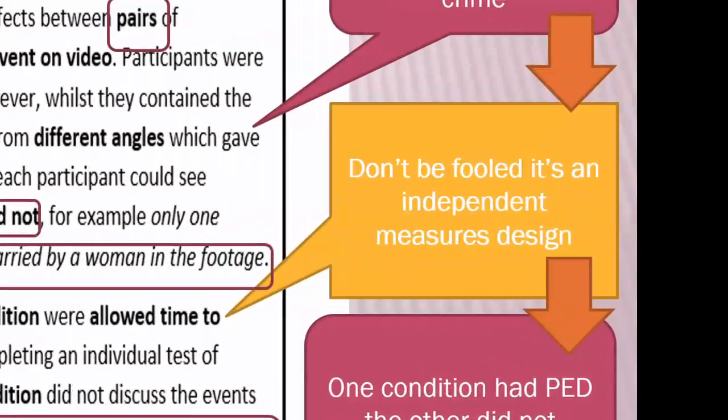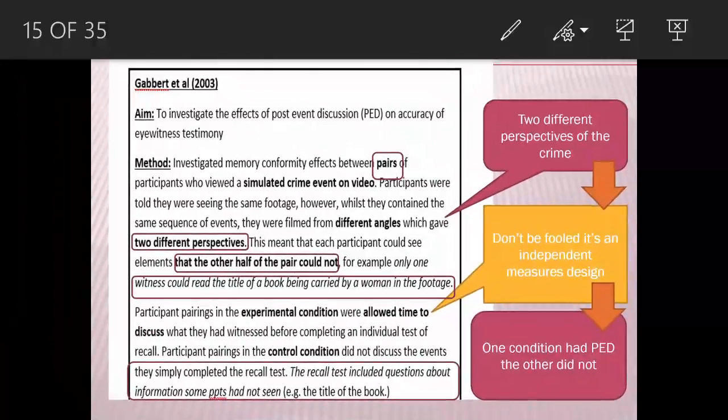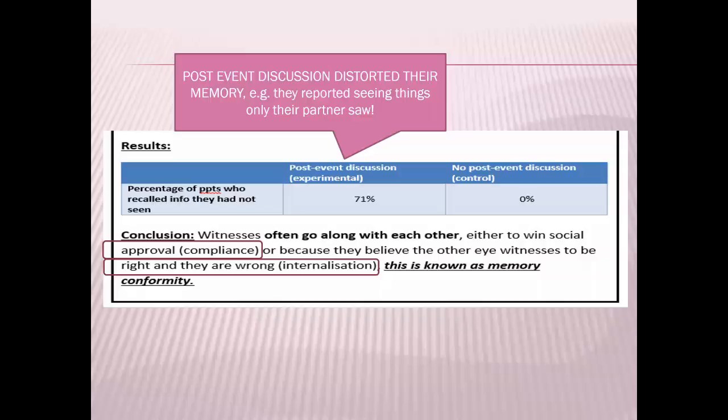So now if we move it forward onto the findings, okay? You will see here that post-event discussion distorts their memory. So in terms of the percentage of participants who recalled information they had not seen, when we've got post-event discussion, which was the experimental condition, 71% of participants reported seeing something that they did not see. In the no post-event discussion, or the control condition, 0% of participants reported seeing something that they didn't see.